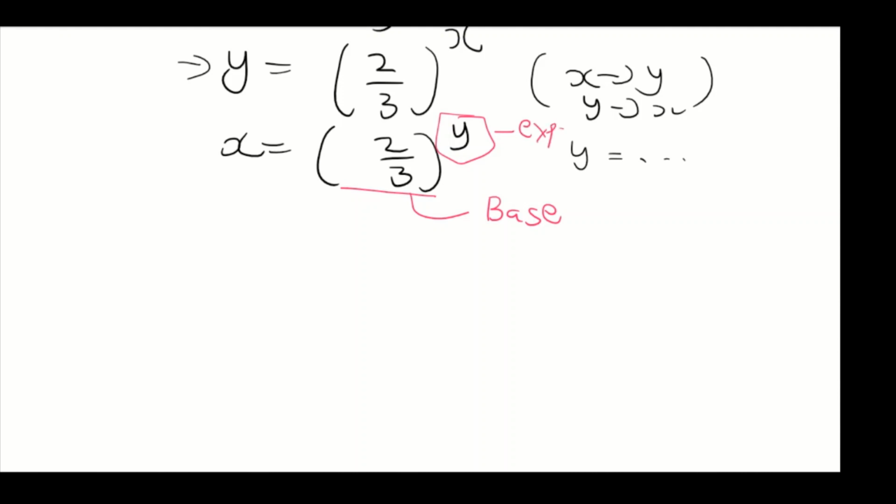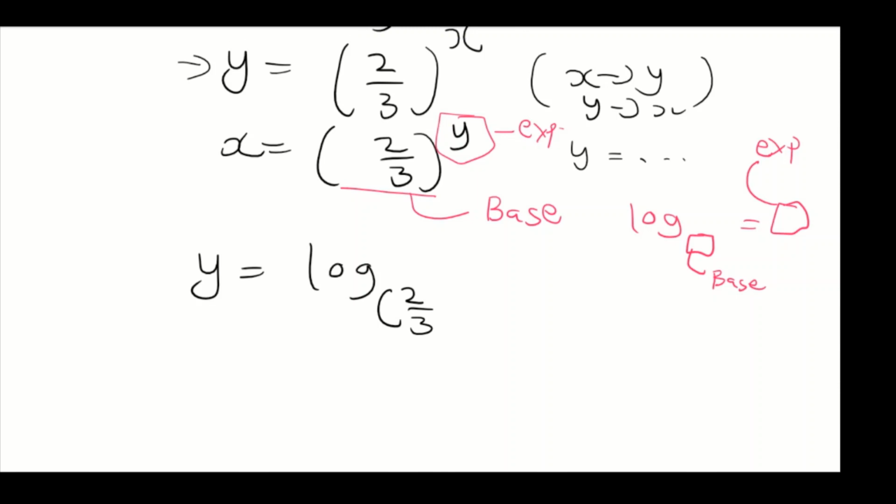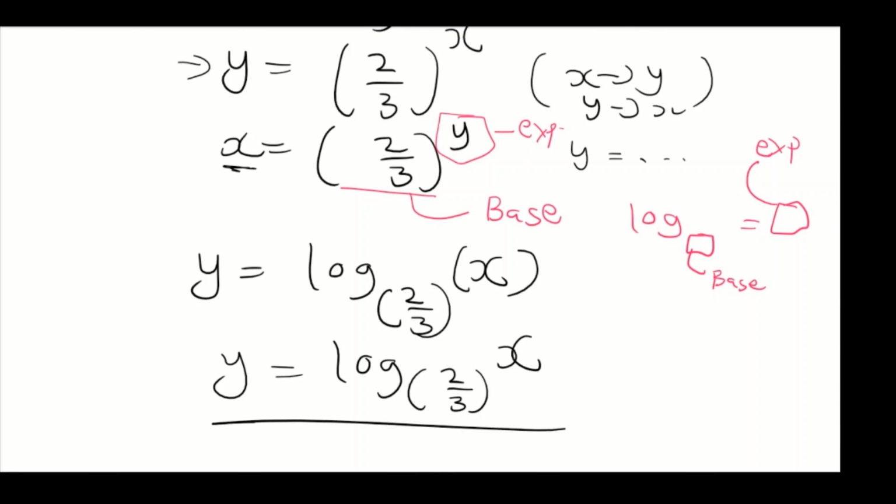So in logs, you should note that the base is at the bottom, so this would be the base, this would be the exponent, which is equal to. So our exponent in this case is y, so y equals log, our base is 2/3, and our value of x we'll write here as x. So this would be our equation, which is y = log base 2/3 of x. So this is our inverse of the function.